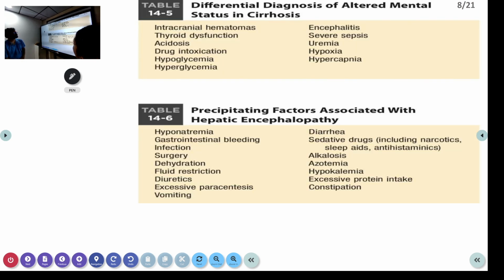Coming to the differential diagnosis of altered mental status in cirrhosis, there can be intracranial hematomas, thyroid dysfunction, acidosis, drug intoxication, hypoglycemia. Which drug intoxication will cause hepatic encephalopathy? Diuretics. Intoxication means usually it will be sedatives, benzodiazepines. Okay. Hypoglycemia and also hyperglycemia. Infections like encephalitis, severe sepsis, uremia, hypoxia, and hypercapnia can also be other differential diagnoses of altered mental status in cirrhosis.